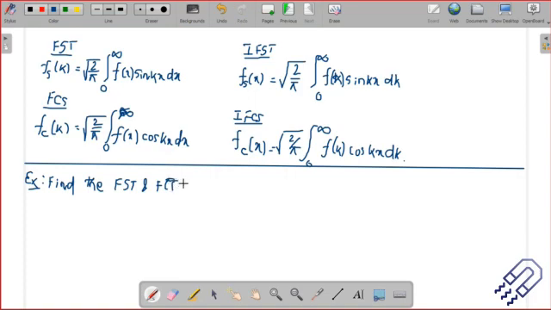Cosine transform, and the function f(x) is equal to 1. Okay, now x lies between 0 and, let's say, a. We can take it from minus infinity to plus infinity, but then it exists only between 0 and a. Everywhere else it is more or less 0. Okay, x greater than a is 0.